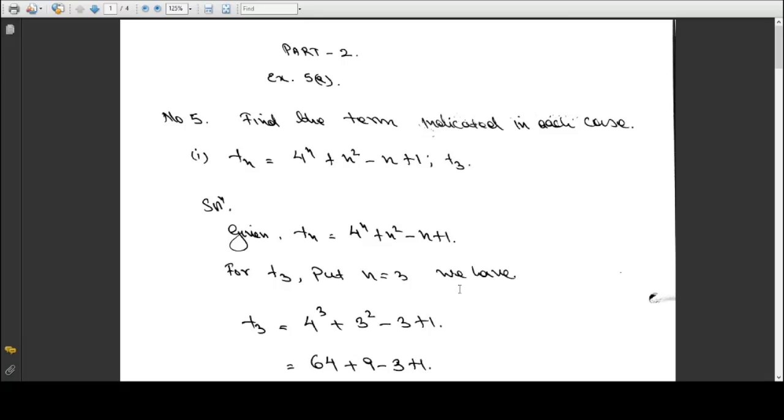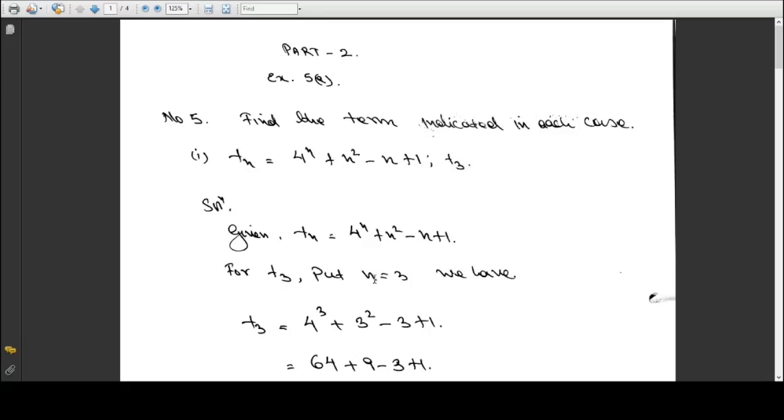Continuing from the last part, here we have question number 5. Find the term indicated in each case. With the first one, given Tn is equal to 4 power n plus n square minus n plus 1, we have to find the value of T3.